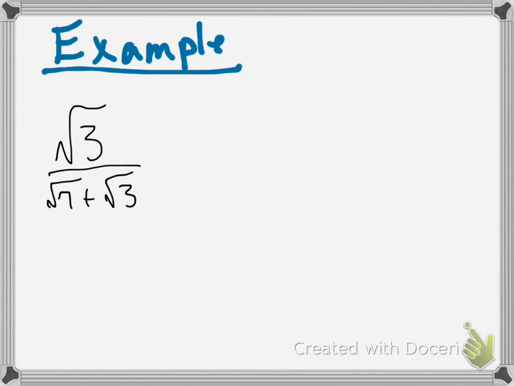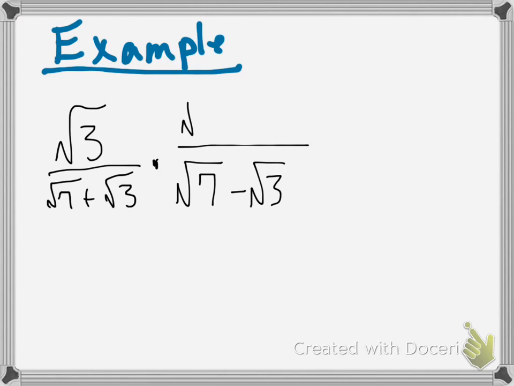So we have the square root of 3 over the square root of 7 plus the square root of 3. If you remember from yesterday, in order to simplify this, we have to multiply by the conjugate of our denominator. The conjugate in this case would be the square root of 7 minus the square root of 3. Whatever I do to the bottom of a fraction, I have to do to the top as well. So I'm multiplying the top and the bottom by the square root of 7 minus the square root of 3.